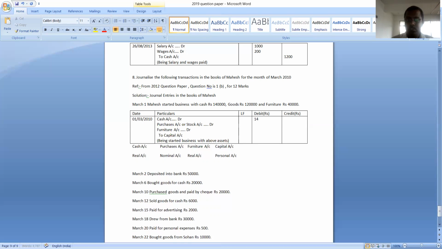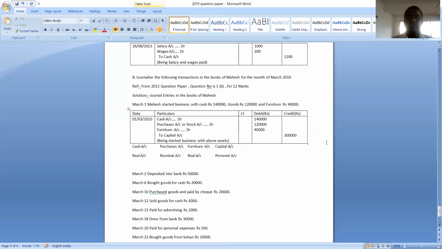Okay. Commenced business with cash account debit how much? 1,40,000. Purchases account debit is how much? It is 1,20,000. Furniture account debit how much? 40,000. Understood? So total investment made by owner is how much? Capital account: 1,40,000 plus 1,20,000 is 2,60,000 plus 40,000 is 3 lakh. So total investment made by owner, that is capital, is rupees 3 lakh.